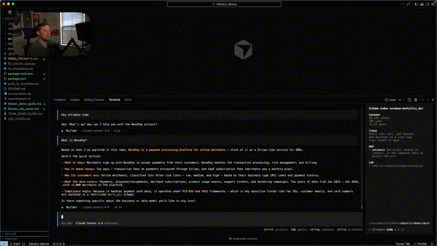Merchants sign up with NovaPay to accept payments from their customers. How does it make money? Who its customers are? What the data covers? Compliance angle, so on and so forth. They're all good information, especially if you're just starting in a team. Kind of gives you all the information so that you kind of know what's going on there. So it says, is there anything specific about the business or data model to dig into?